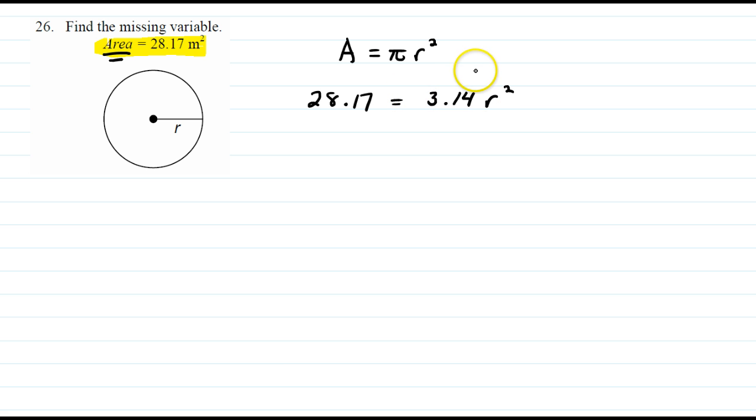So if I had a calculator right now, I would just divide both sides by 3.14. But since I don't have a calculator, I'm going to estimate, and I'm going to go ahead and say that 3.14 is close to 3. And now, since I'm going to be dividing, I want to think of a number that 3 can go into evenly that's really close to 28. And so my options are 24, which is a little bit lower than 28, or 27, which is a little bit closer. So I'm going to go ahead and say 27.